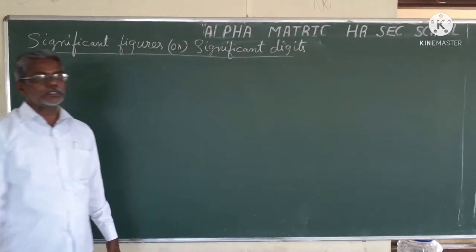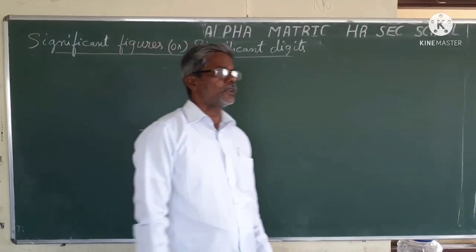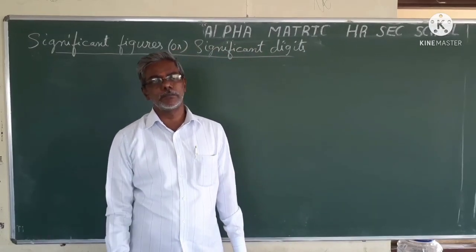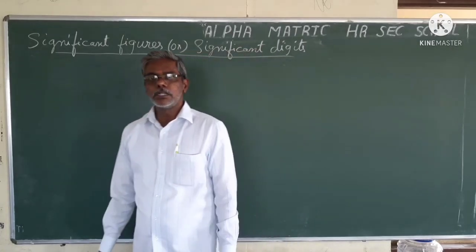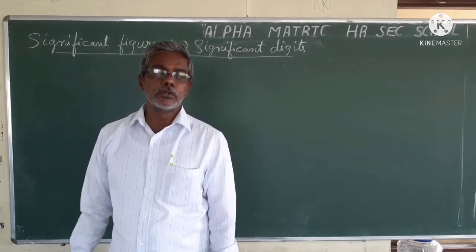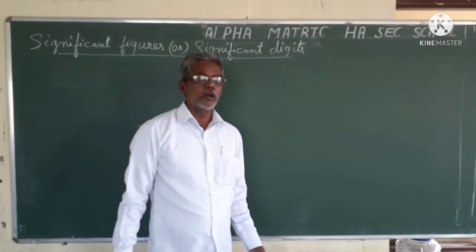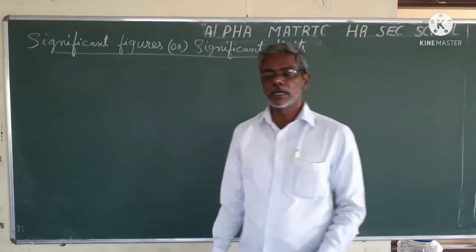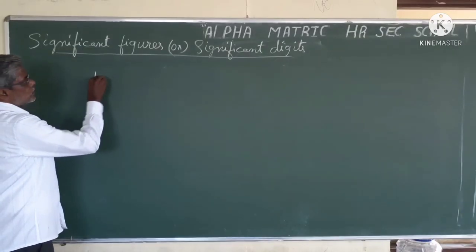So, significant figures or significant digits. What is a significant figure? The number of meaningful digits in a measurement is called significant figures. Significant figures can be used to know how precise the answer is or how much uncertainty there is. For example, you take these two numbers.